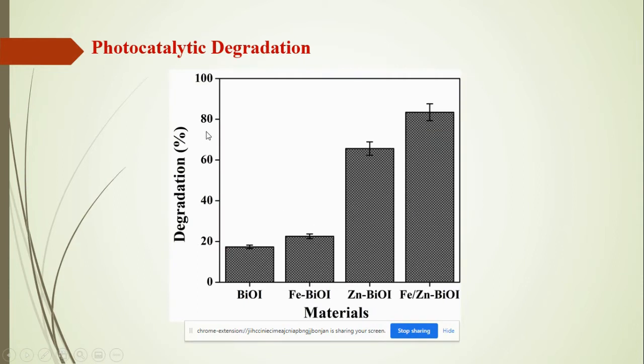We performed different kinds of experiments using tetracycline. So here we have taken the concentration of 1 to 10 ppm of tetracycline, and we used different kinds of semiconductor material, metal doped and without metal doped, to check the degradation of tetracycline in water solution. So here we have used bismuth oxyiodide, iron-based bismuth oxyiodide, zinc-based bismuth oxyiodide, and iron and zinc bimetallic bismuth oxyiodide. And you can see here the maximum degradation was observed using iron and zinc-based bismuth oxyiodide microsphere, which is around 86% at 10 ppm of concentration.